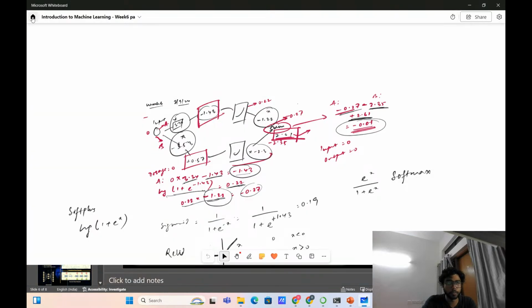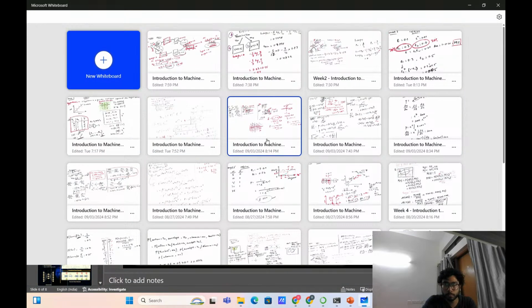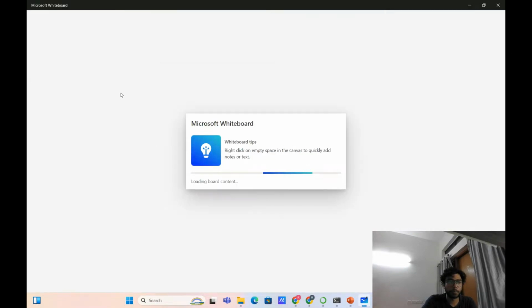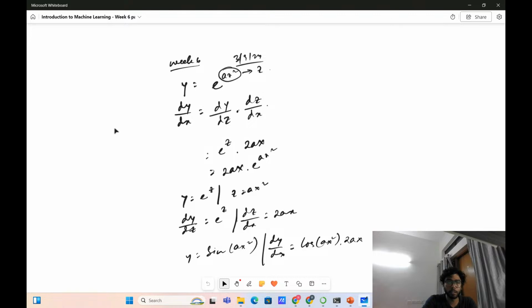Let me go to here. So I think with examples, the chain rule would be pretty easy to understand. So, for example, if you have some function y, which is a function of x basically, but it's a complicated function of x. So e to the power of ax square, right? So it's a very complicated function of x, not a trivial function.